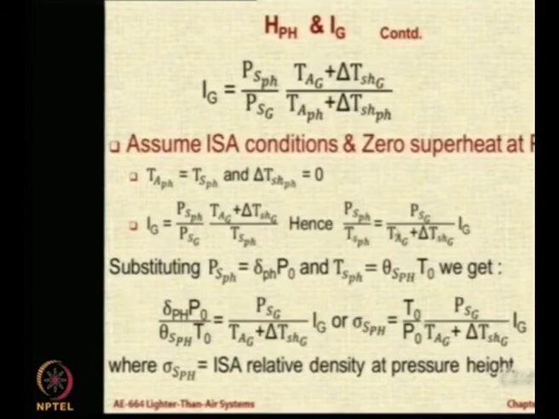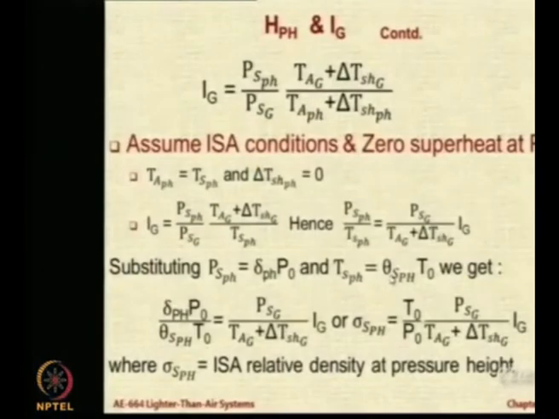So I am just inverting the sides. And if we now continue to look at the ISA conditions, or standard conditions, we have delta and theta as the ratios. So when we put those values, you can get an expression like this. What is the advantage of doing this?